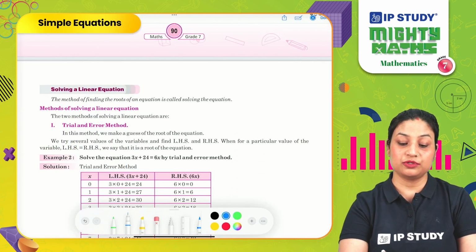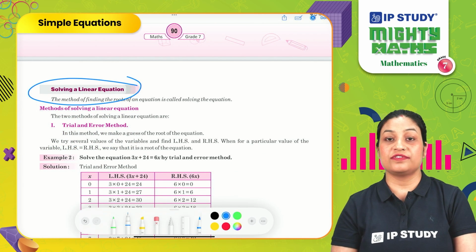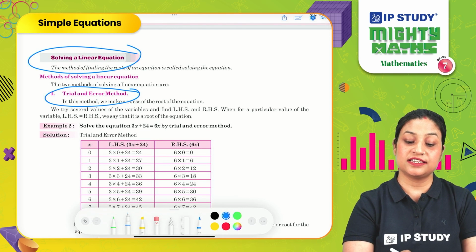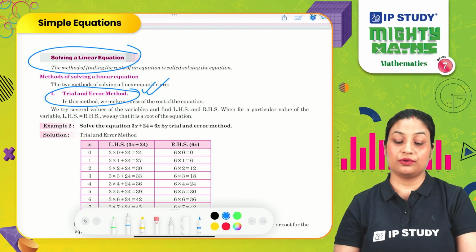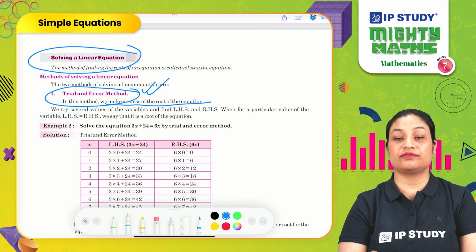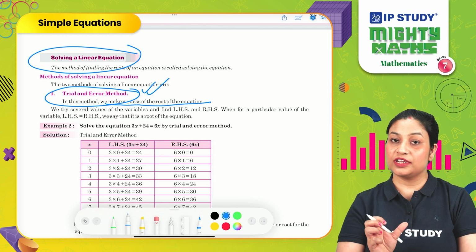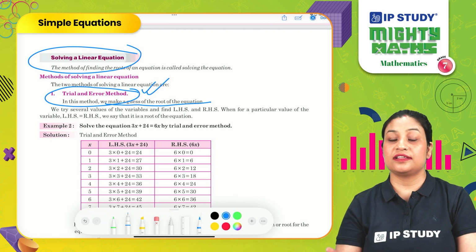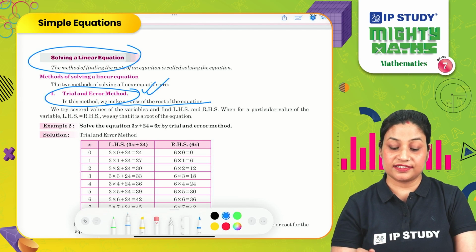Let's see how to find the solution of a linear equation. So we have different methods. Let's discuss the first method, that is the trial and error method. In this method, what we are going to do is make a guess of the root of the equation. We will guess the variable value so that both left hand side and right hand side become equal. When it happens, then the value that we have guessed is said to be the correct value of the variable. Okay, so let's take an example.